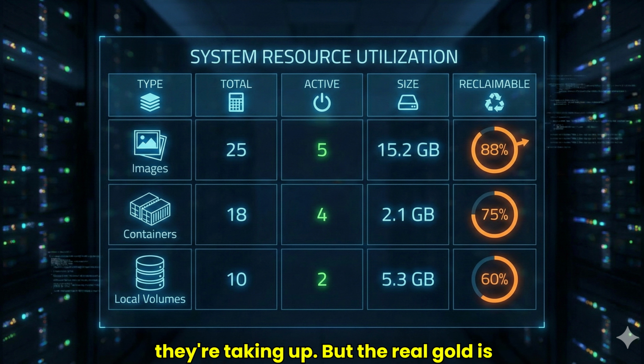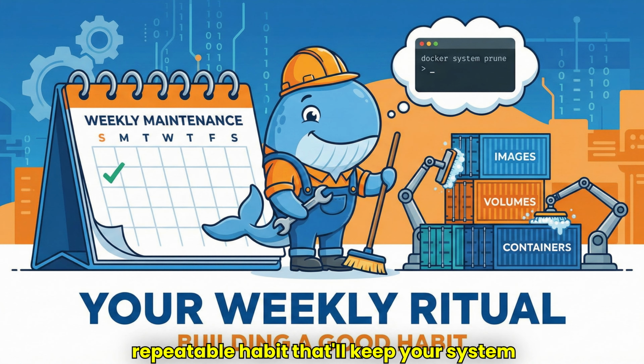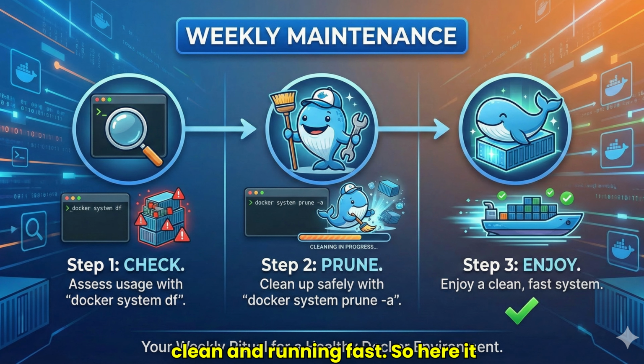Okay, so now we have all the pieces of the puzzle. We know how to check, we know how to do a safe prune, and we know how to do a deep prune. Now we can put it all together into a simple, repeatable habit that'll keep your system clean and running fast. So here it is, your new weekly Docker ritual. It's just 3 easy steps.